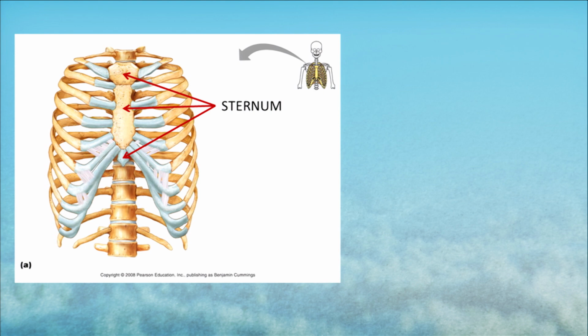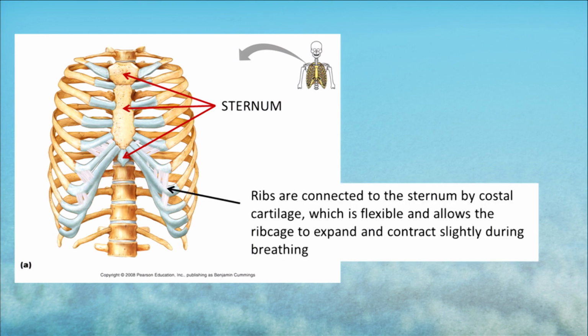And then we have a set of ribs that come around and articulate. Now notice that most of the ribs are connected by a white segment. That's actually not bone, that's cartilage, and they're called the costal cartilages. And cartilage is more flexible than bone. And that's really important when we breathe, because when we breathe, our rib cage needs to be able to move a little bit.